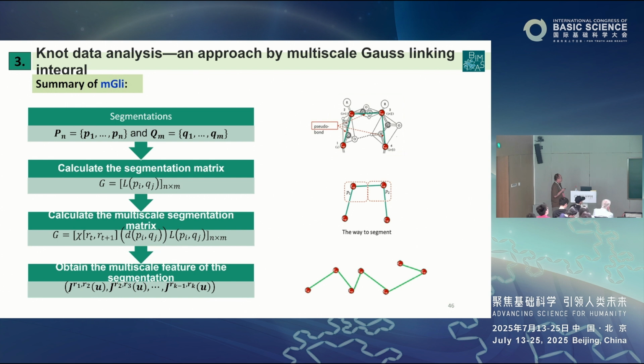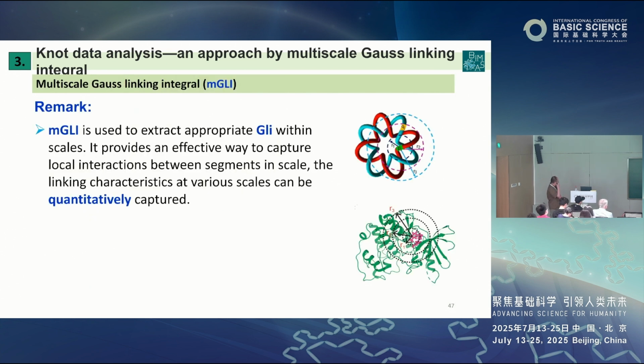So here is the summary of our method. So here are some remarks. MGLI is used to extract property GLI within scales. It provides an effective way to capture local interactions between segments in scale.